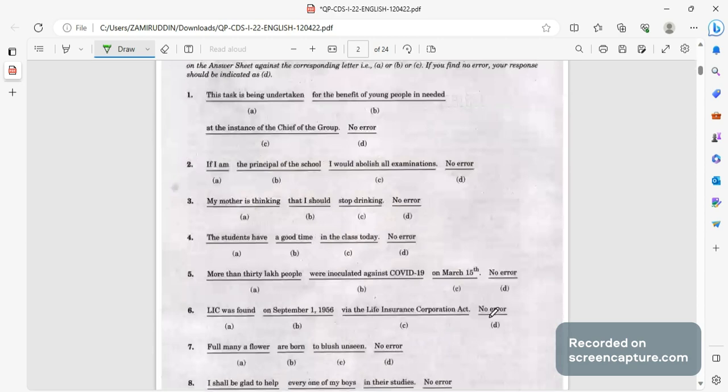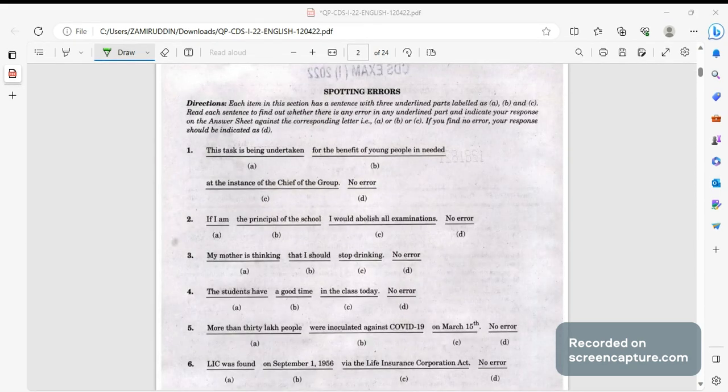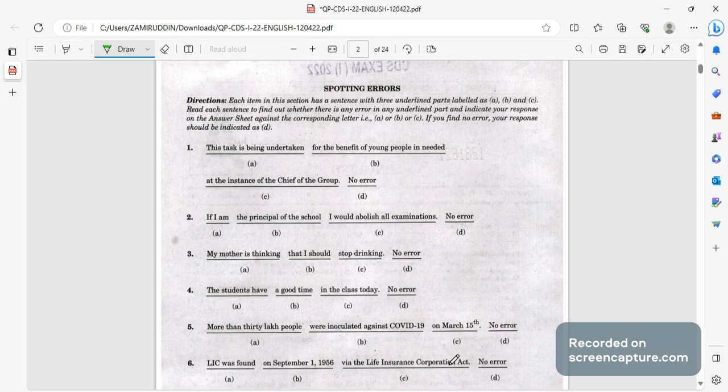The first question is spotting errors. We need to find out which part of the sentence is wrong out of the four options being provided to us. The first question: this task is being undertaken for the benefit of young people in needed. In need will be the right answer. People in need, at the instance of the chief of the group.